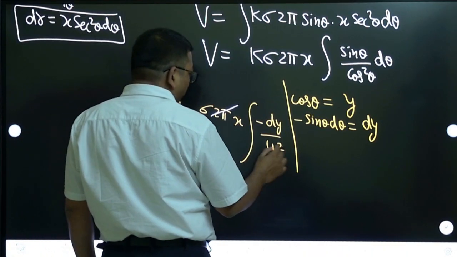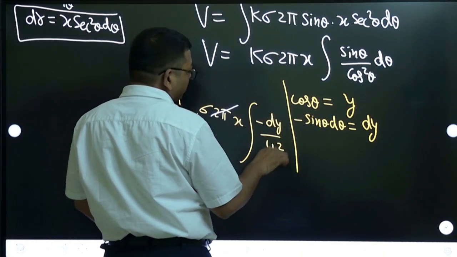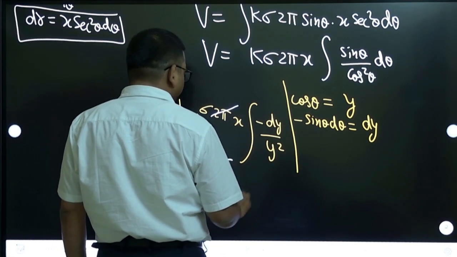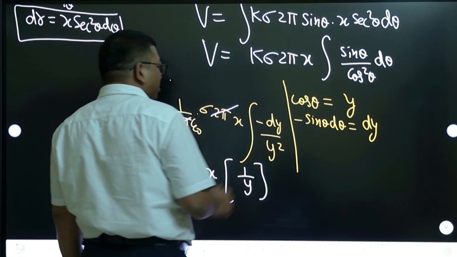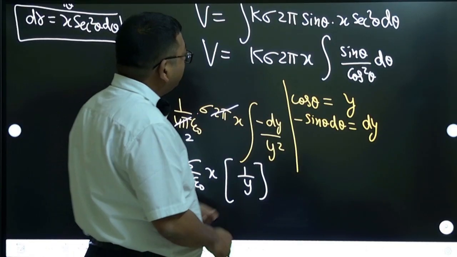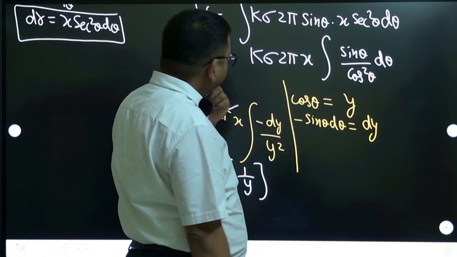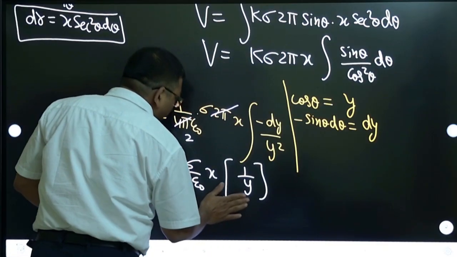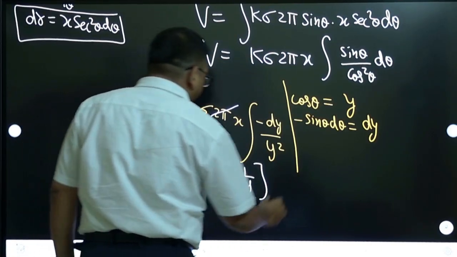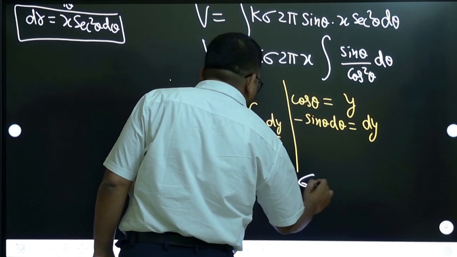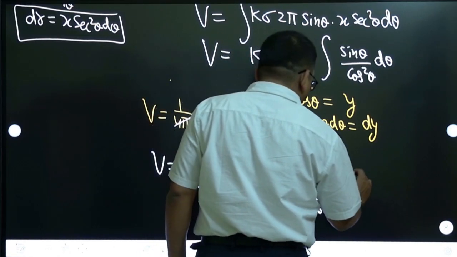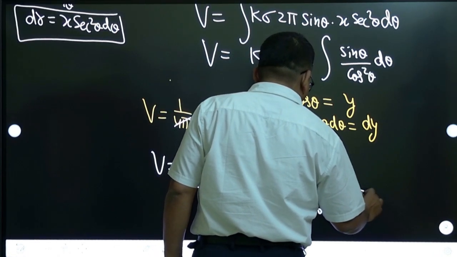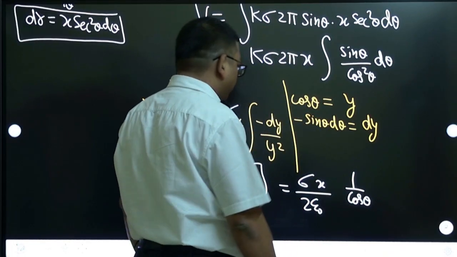Integration of 1 by y square will give minus 1 by y. Minus minus will become plus, so you will get 1 by y. Limit of y means theta is the limit, right? If you want, you can substitute y back as theta, cos theta. So 1 by cos theta, you are going to substitute for y, correct?